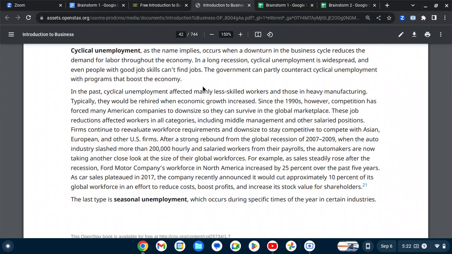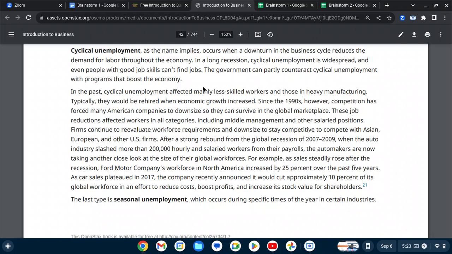Since the 1990s, however, competition has forced many American companies to downsize so they can survive in the global marketplace. These job reductions affected workers in all categories, including middle management and other salaried positions. Firms continue to reevaluate workforce requirements and downsize to stay competitive with Asian, European, and other U.S.